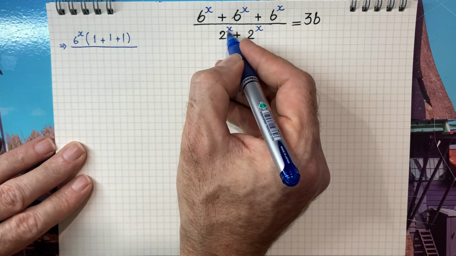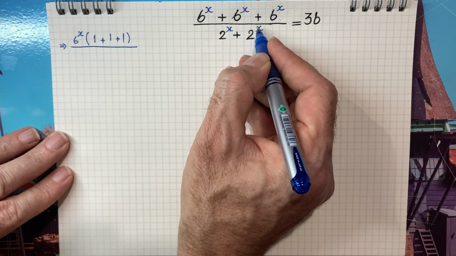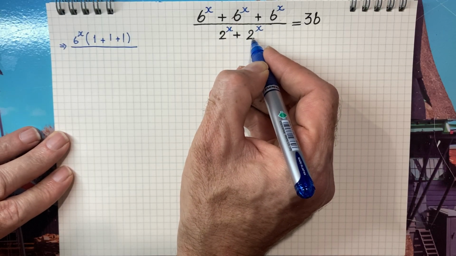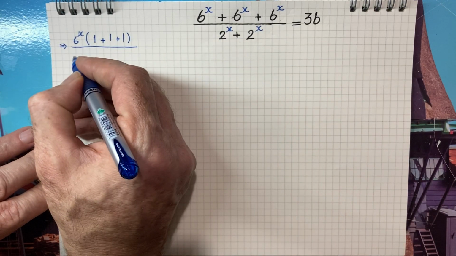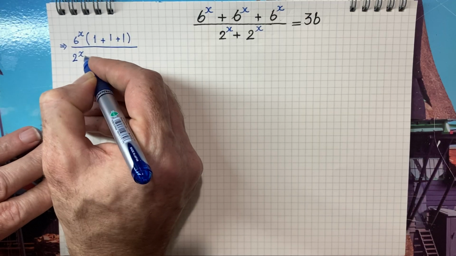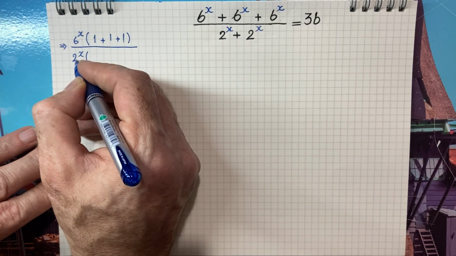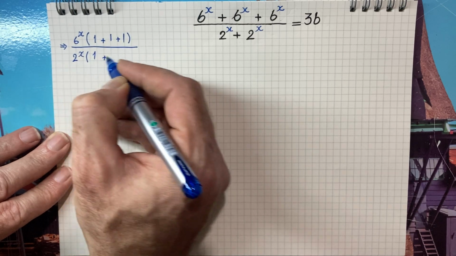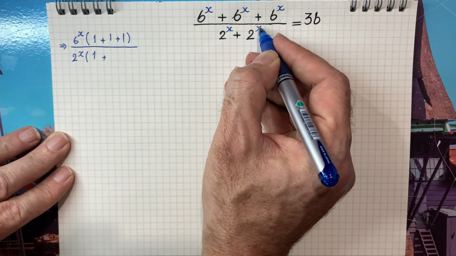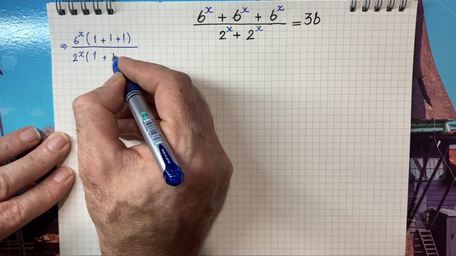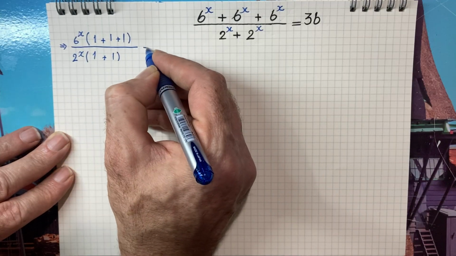Bottom, 2 raised to the power of x plus 2 raised to the power of x. The common factor between these terms is 2 raised to the power of x. Factor it out from this expression. First term divided by this is 1. And finally, 2 raised to the power of x divided by this GCF is going to be 1. This is the left hand side.